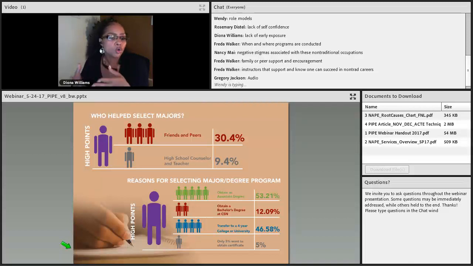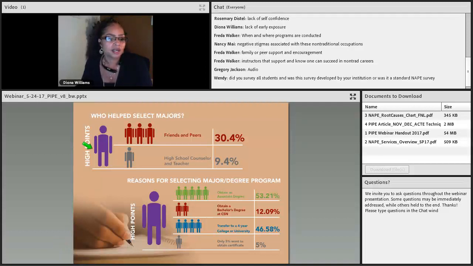One of the questions is, who helped you select your major? As you can see, I thought this was really interesting and very telling: 30.4% said my friends and peers were the ones that helped me select, as opposed to 9.4% high school counselors and teachers. So that was very telling. And once again, Ben mentioned that before you jump into strategizing and implementing new initiatives to help reduce the equity gaps, you really need to have a better perspective from the students on their thought processes, how they selected their majors and the reasons they selected them.